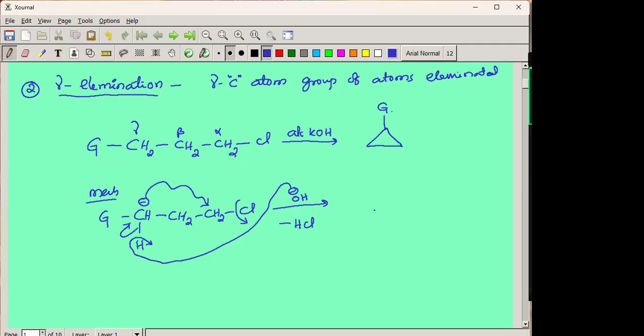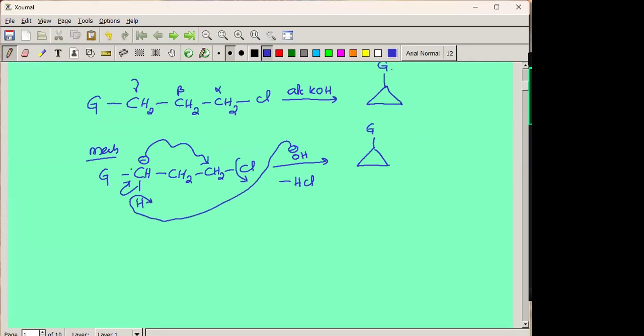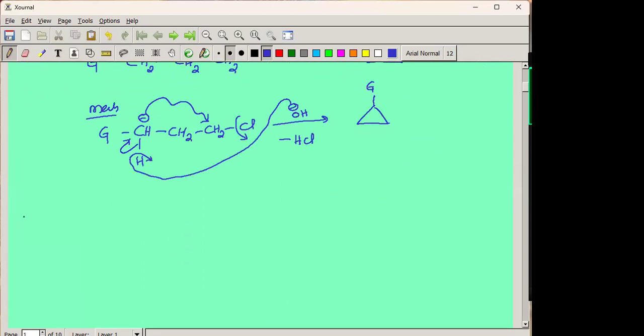So by that what happened? A cyclic structure will be formed. So this is a formation of a gamma elimination reaction. So this is the second kind of reaction. So mainly we see these kinds of reactions, that is beta elimination reactions, in most of the organic molecules. In most of the organic molecules, the beta elimination is possible.